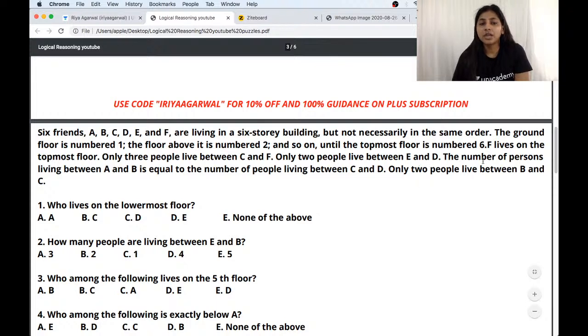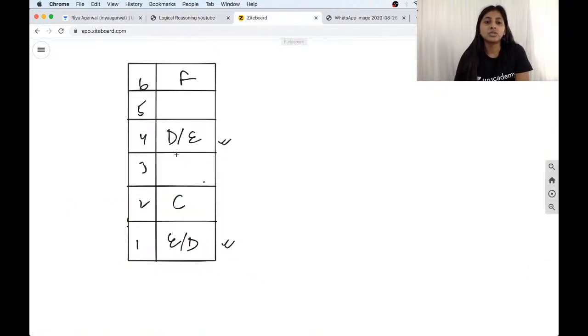Okay. The number of persons living between A and B is equal to the number of people living between C and D. So C and D have as many people between them as A and B have. Now see, for A and B the only positions left are 3 and 5, which means C and D also have to be at a gap of 1 floor, which means D should not be first but 4th floor. D should be 4th floor. If D is here, E is here, then there can be one floor between A and B as well. Okay? Now A is either here or here.